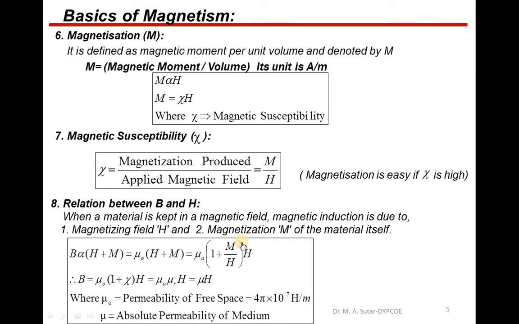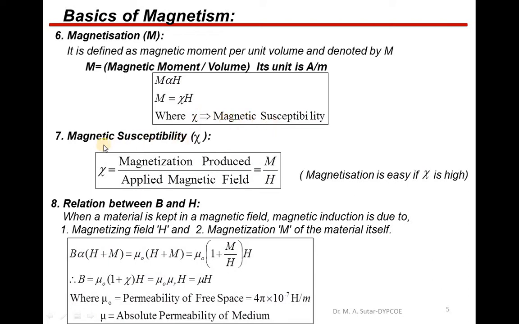The sixth quantity is magnetization. Magnetization is defined as magnetic moment per unit volume and is denoted by the letter M. This M is proportional to H. Magnetization increases with an increase in the intensity of magnetic field H. So M is proportional to H, or M is equal to Xi into H, where Xi is known as magnetic susceptibility.